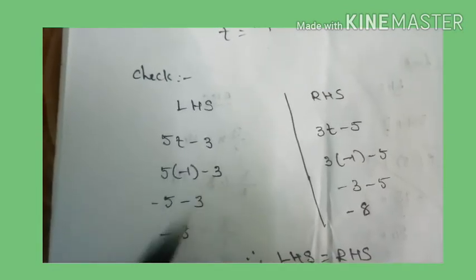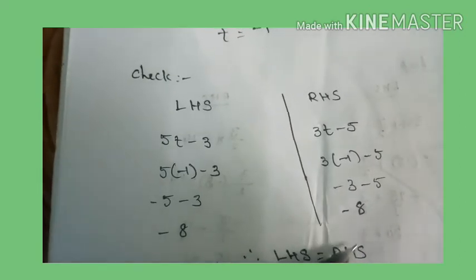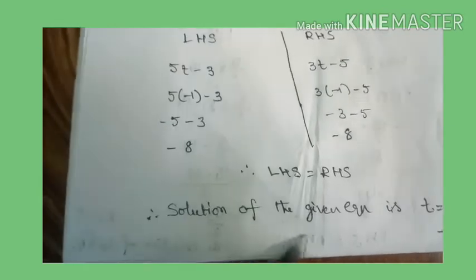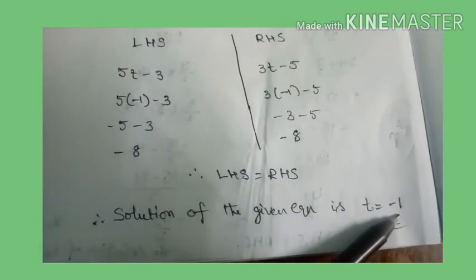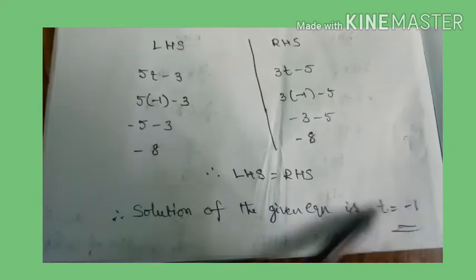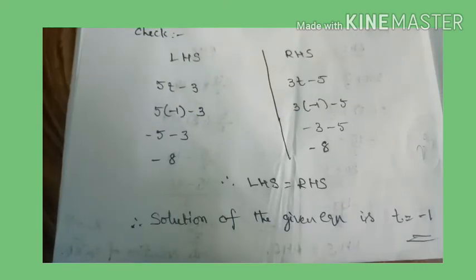Yes. So LHS is equal to minus 8, and the same RHS is also minus 8. Therefore LHS is equal to RHS. That means the solution of the given equation is t is equal to minus 1. Okay, is it right or wrong? Yes, it is the right answer. Go for the next one.